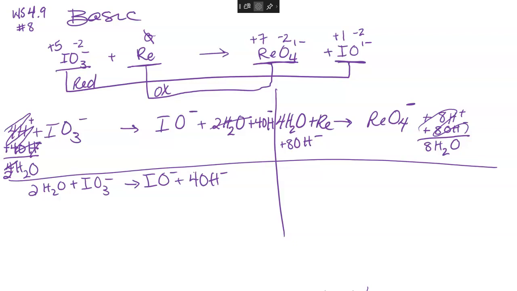Now, the right-hand one, can I simplify anything before rewriting it? Right? So this cancels, and how many am I left with? 4. So I have 8OH minus plus Re yields ReO4 minus plus 4H2O. My last step before I start getting them ready to combine is to balance charge.